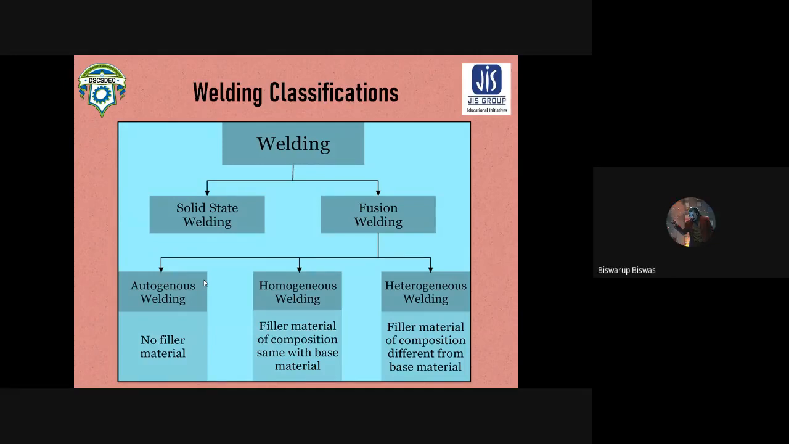Could you please repeat homogeneous once more? Sure. Suppose we are trying to weld aluminium materials. Two aluminium materials we need to weld by a certain fusion welding process. Then we are using a filler material which is also aluminium. That means if the base material and the filler material are the same, then we can use the homogeneous welding process.